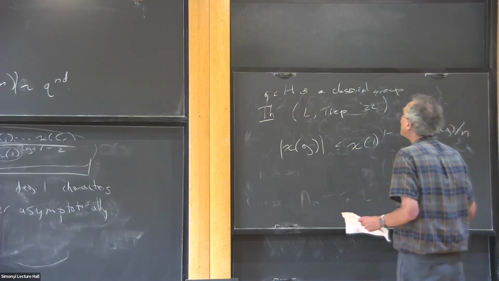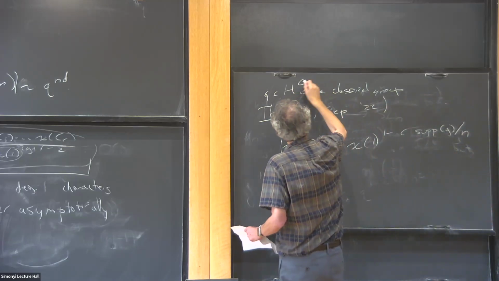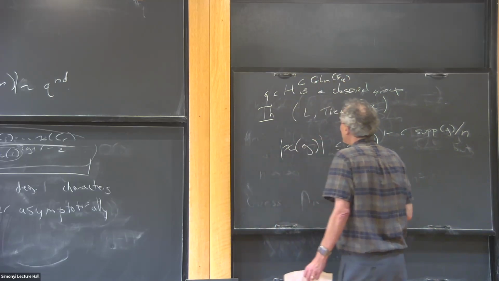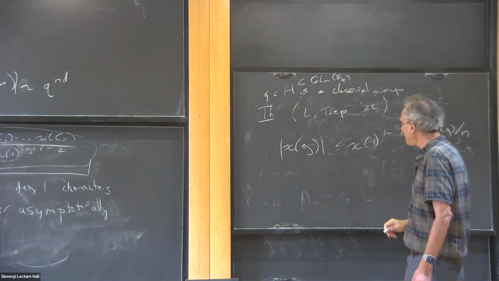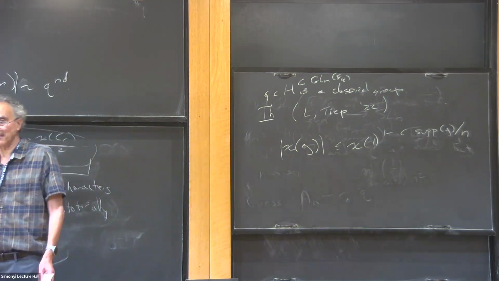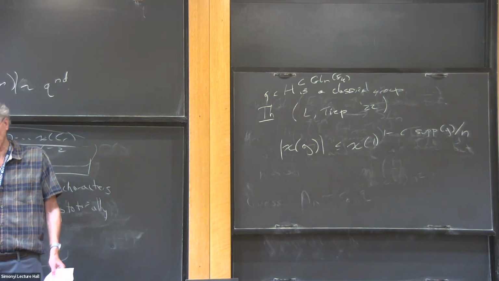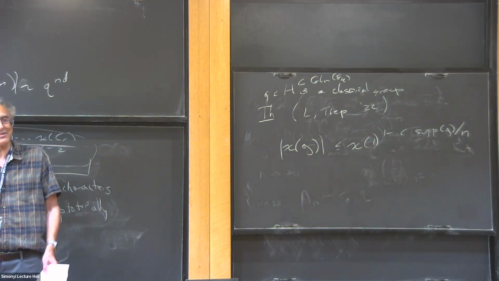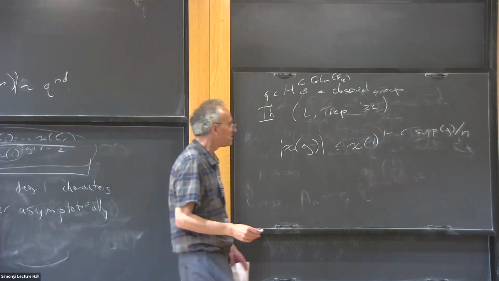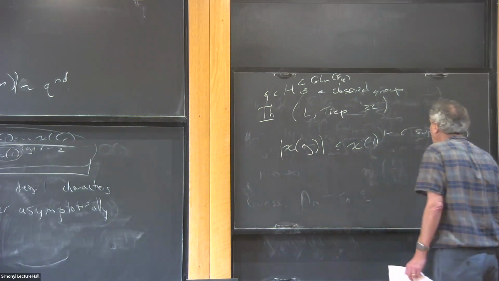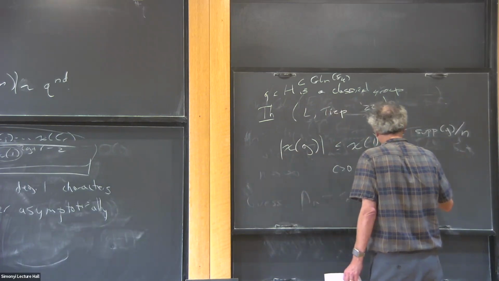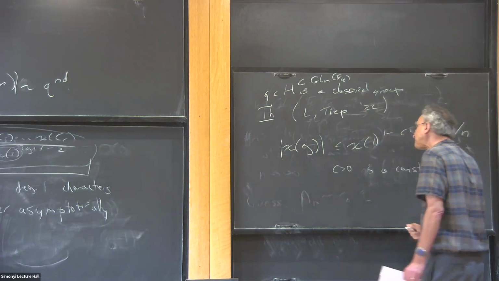So let me explain. H is sitting inside GLN of FQ, and so G is an element that can be thought of as an n by n matrix. What I mean by the support is the codimension of the largest eigenspace. So if you have a bunch of ones along the diagonal and just a little bit of stuff at the bottom, then you have a small support. But most elements have support which is close to n. And C greater than 0 is a constant, but a very small one in our estimates.